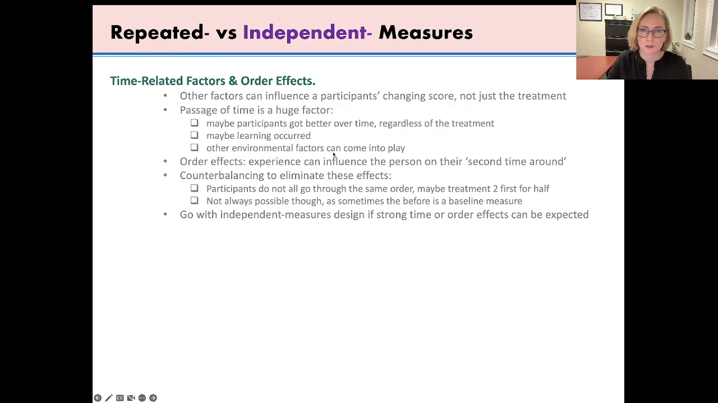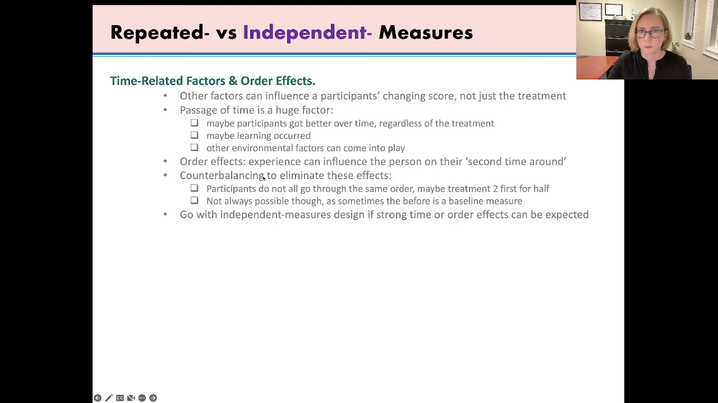Other environmental factors can come into play, the weather, the season, right? If you're doing it on a regular monthly basis, maybe with women, where they are in their menstrual cycle can affect it, right? Order effects too. Experience can influence the person their second time around. They're like, oh no, I got this. I know how to deal with this now. So one way to eliminate that one in particular is counterbalancing, right?